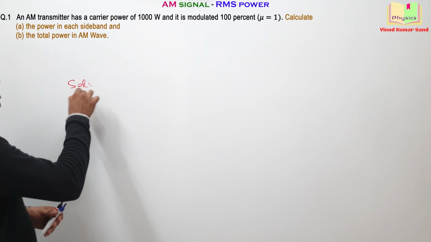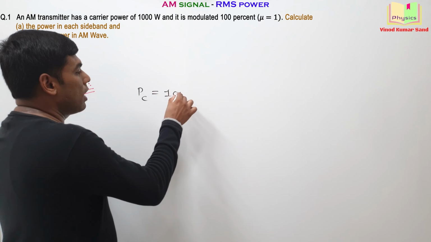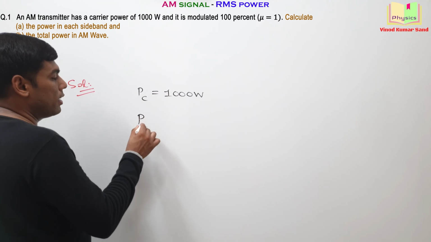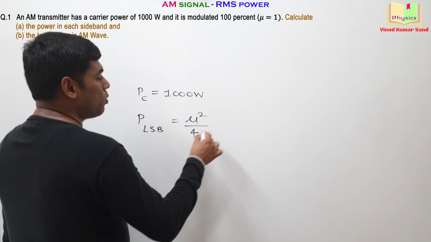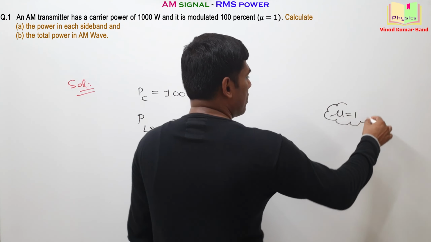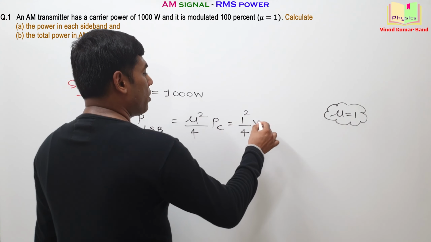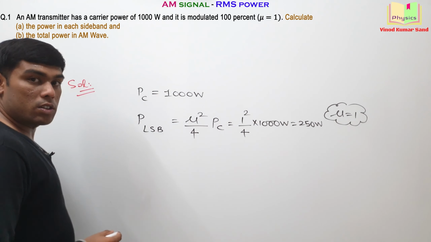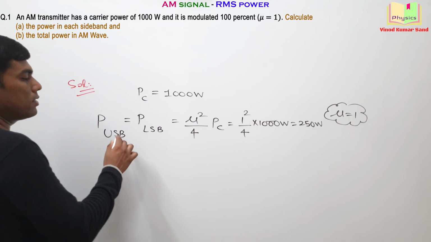The solution is pretty simple. We are given the power of the carrier is equal to 1000 watt. Do you agree? And we need the power in the lower sideband. We know the formula. Power in the lower sideband is mu square by 4 PC. Modulation index mu is given as 1. So it will be equal to 1 square by 4 into 1000 watt, which is equal to 250 watt. Is it okay? The power in the upper sideband will also be same.